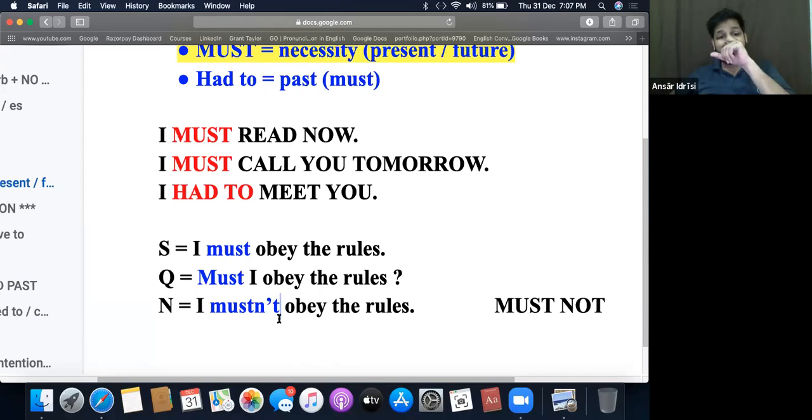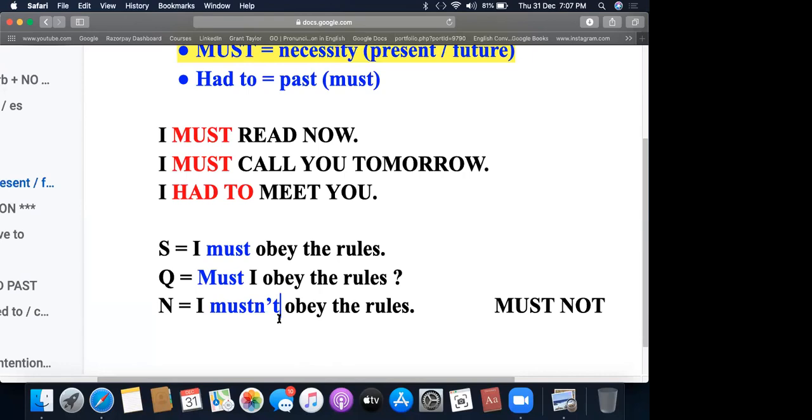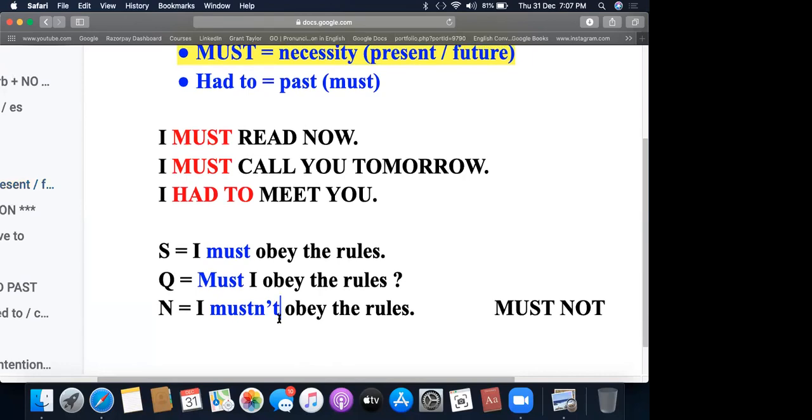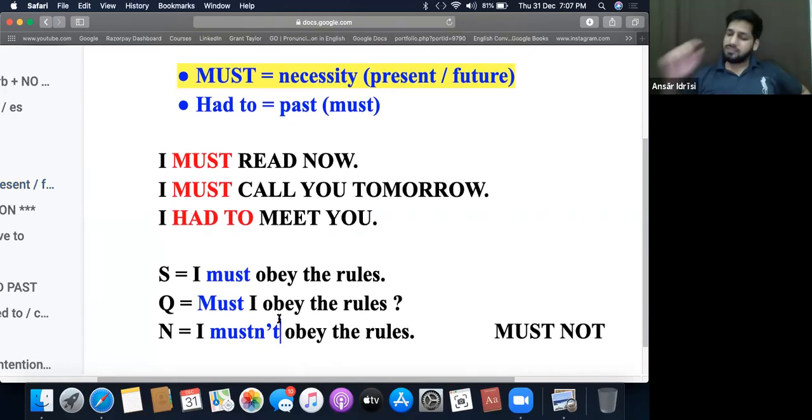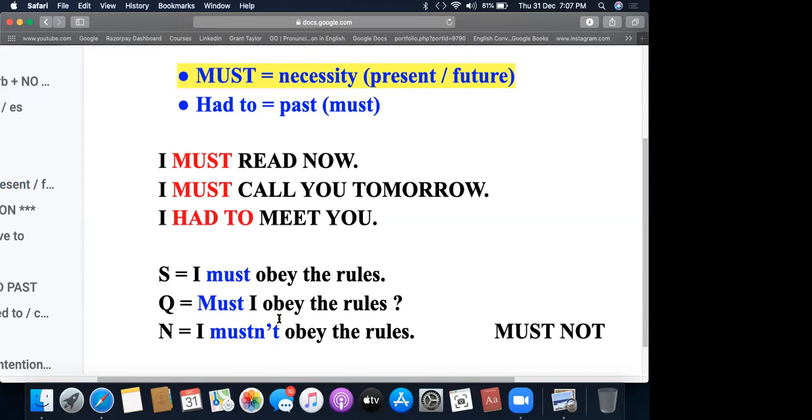Good, make sentences. I must speak in English. Must I speak in English? I mustn't speak in English. Very good. Next. Wajid bhai, make sentences. You must continue the lecture. Must I continue the lecture? I mustn't continue the lecture. Very good.